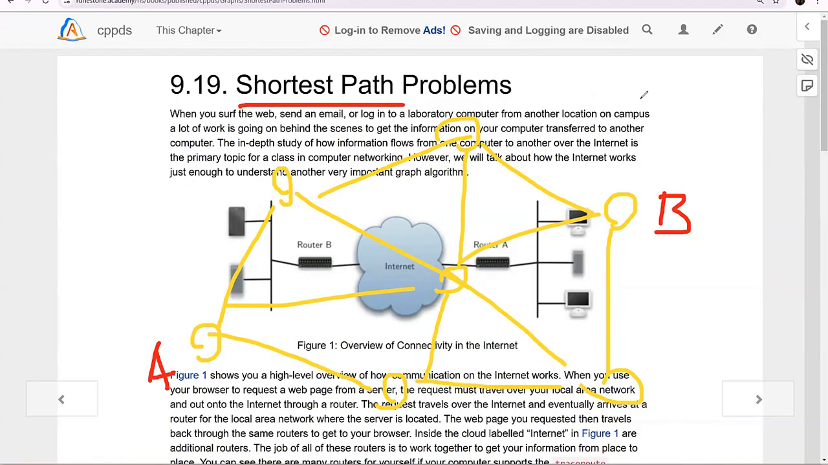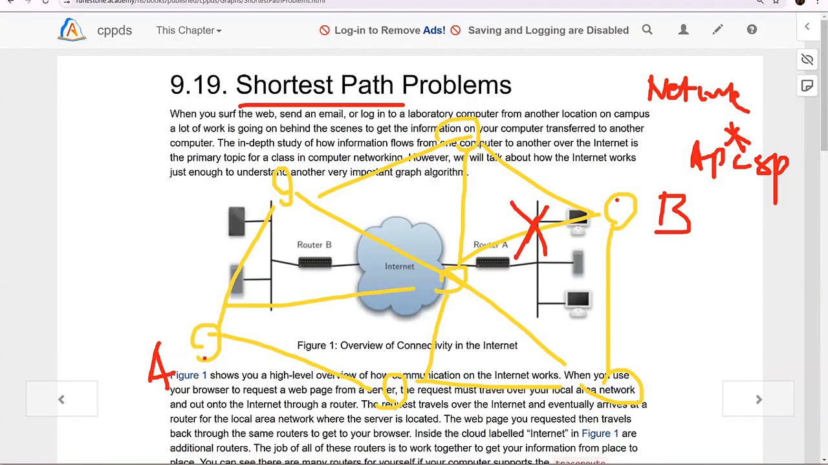Shortest path problem, we talk about networks. In AP CSP, I'm talking about AP CSP, we do talk about a node A to node B. So when node A communicates with node B, what happens? The packets get split up and they can all go different ways from point A to point B. So if one of them is dead, what will happen?